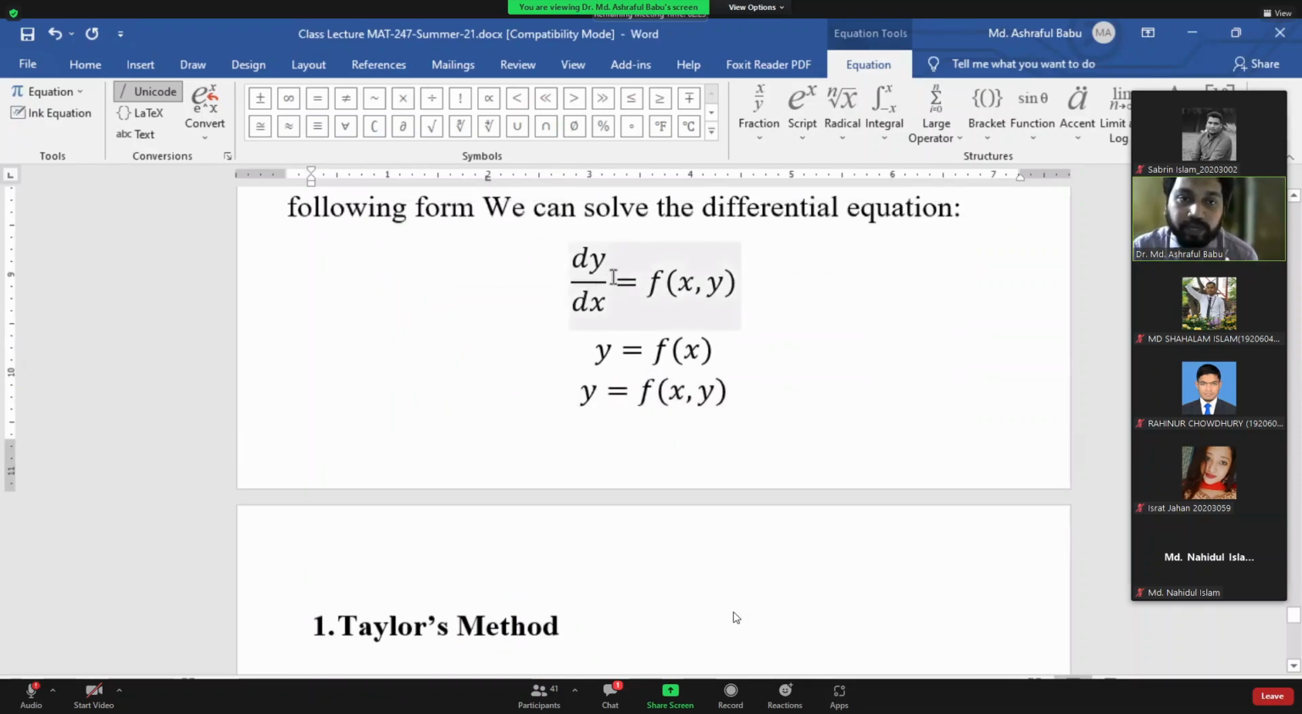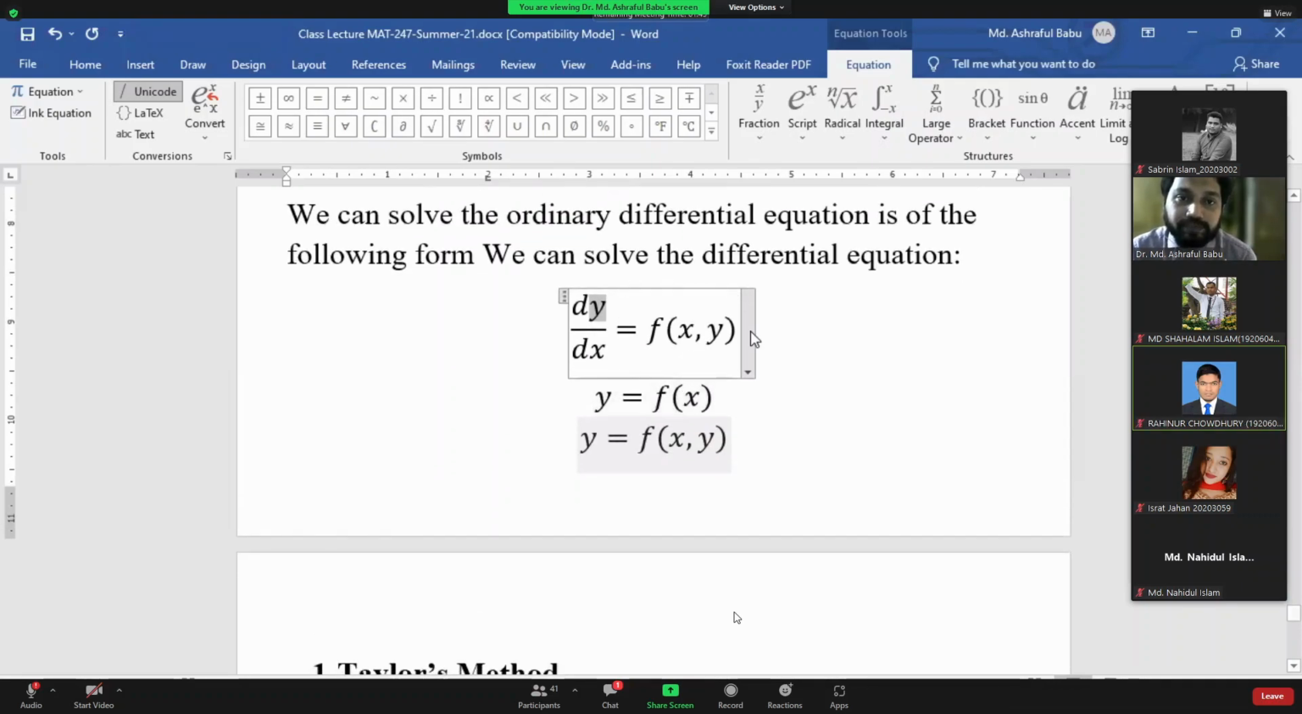That's why we are writing f of x, y. This doesn't mean there is a two variable function. This is actually a one variable function, but x is independent and y is dependent. How can you understand? Look at this one: dy/dx. We are differentiating with respect to x, so x is the independent variable and we are differentiating y, so y must be the dependent variable. So this is actually a one variable function, one independent and one dependent variable. You get this point? Yes, sir.